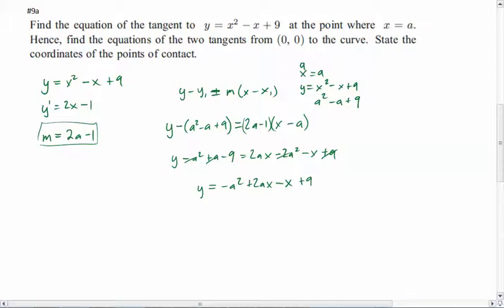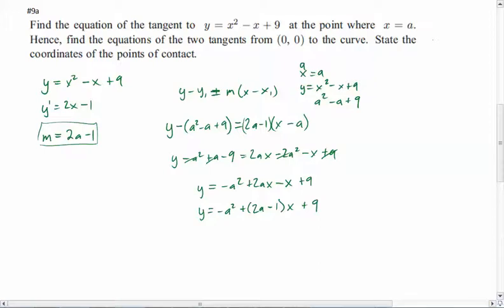Now, if you want to simplify this a little bit, you can write it as y equals negative a squared plus, I'm going to factor out the x here, so it's going to be 2a minus 1 times x, and then plus 9. Okay, so there we go. That's essentially the equation with a in it at any specific point a.